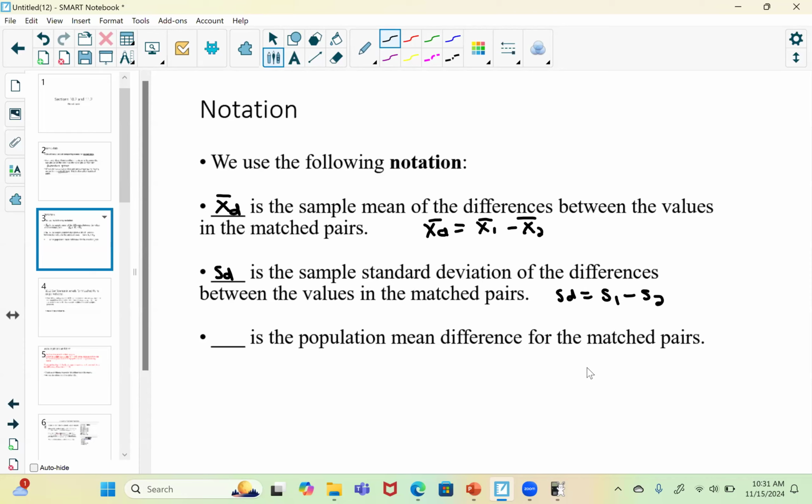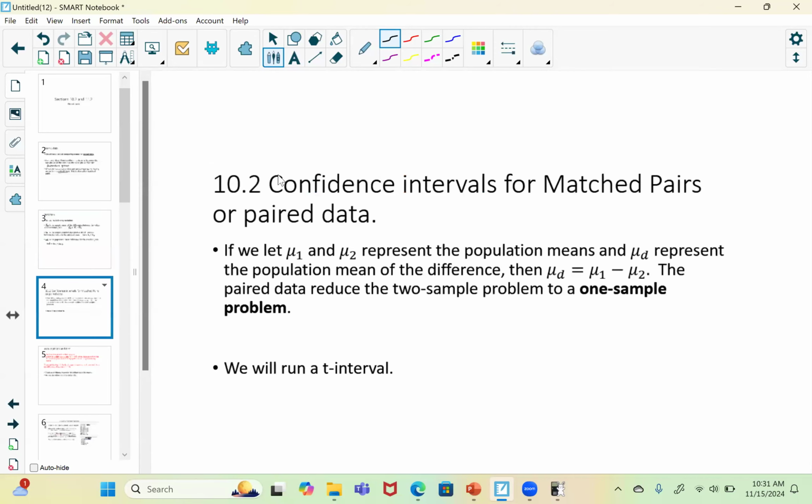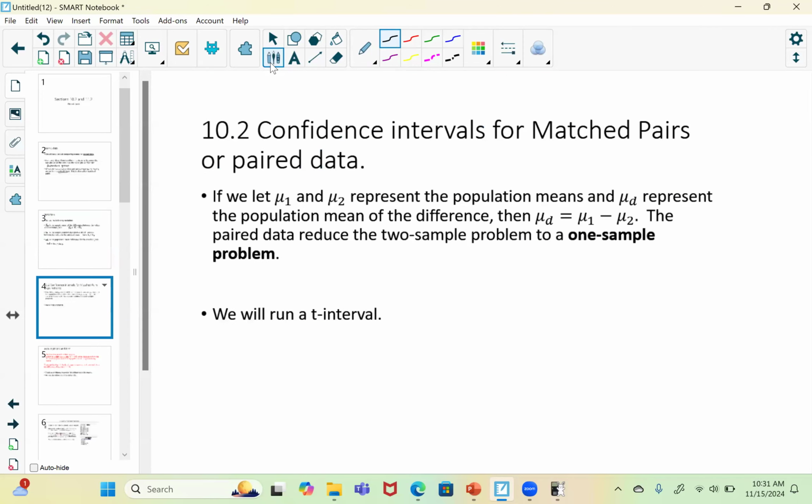Now this you don't have on your packet. If you want to add it, you can, but mu D is the population mean difference for the matched pairs. And mu D is equal to mu1 minus mu2, the difference in the two means. But I have that on the next slide in paragraph form if you don't want to add it. So it says it right here. We let mu1 and mu2 represent the population means, and then mu D represents the population mean of the difference. Mu D is equal to mu1 minus mu2. And the paired data reduced a 2-sample problem to a 1-sample problem.